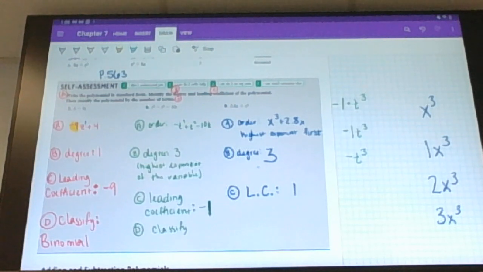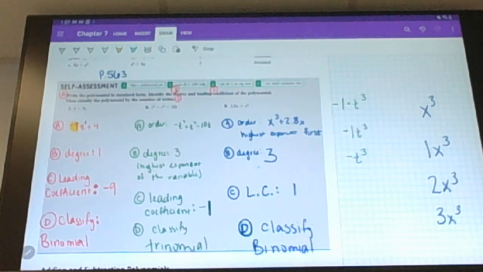And the classification of number 8 is a trinomial. And the classification of number 9 is a binomial, because there's 2 terms.